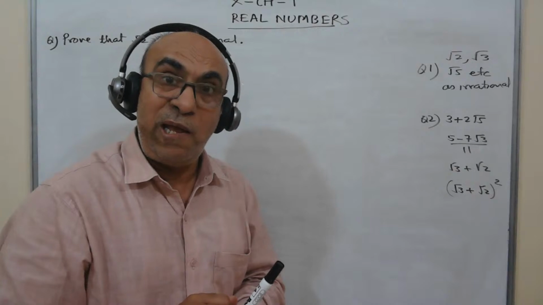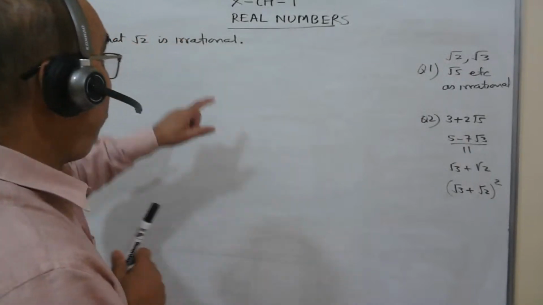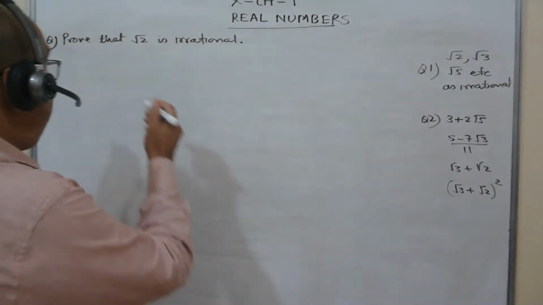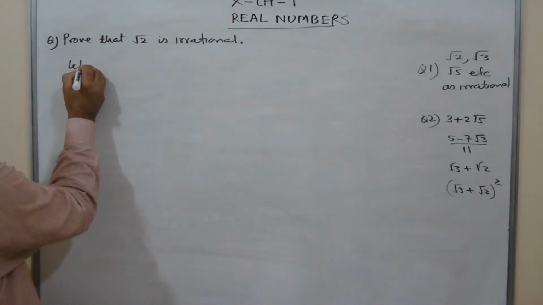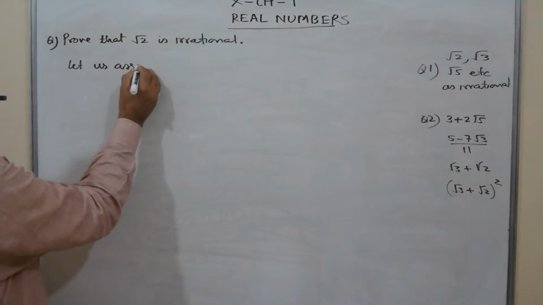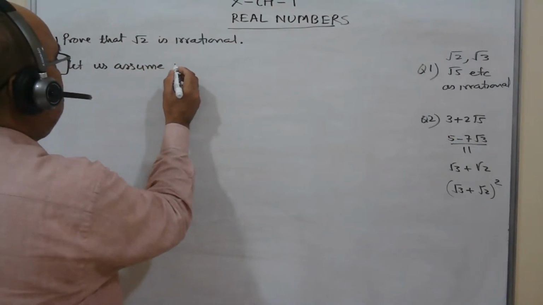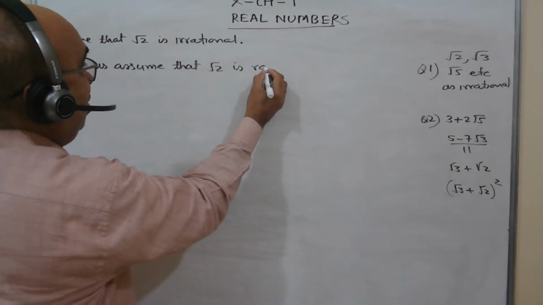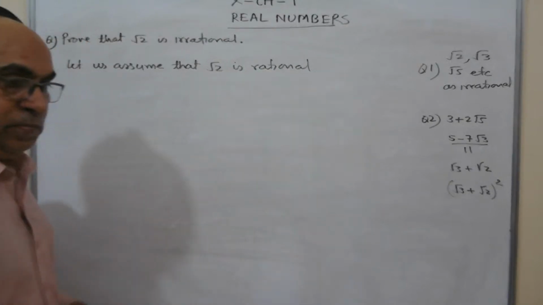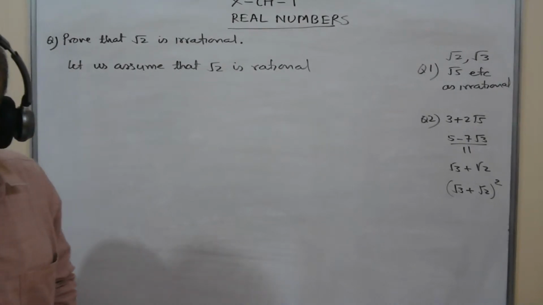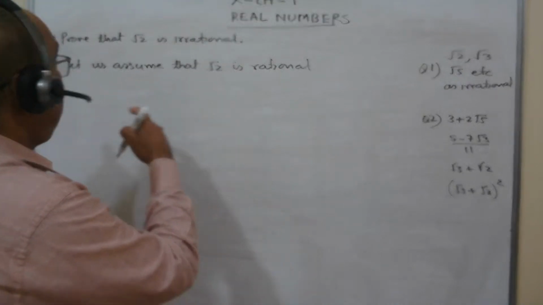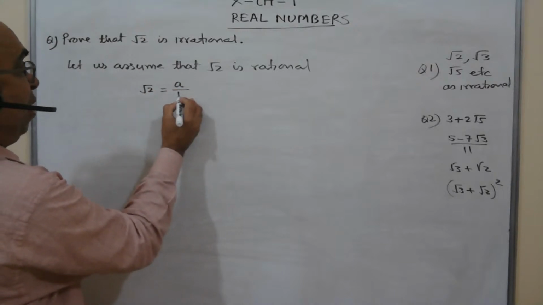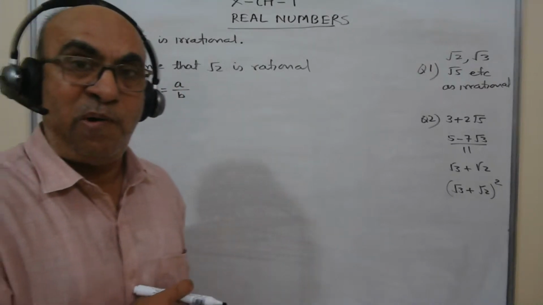So numbers are of two types, rational and irrational. We want to prove that it is an irrational number, so we will suppose the opposite of that. So let us assume that square root 2 is rational. So I suppose it is a rational number. And all rational numbers can be written in the form of a fraction. So I wrote it in the form of a fraction.